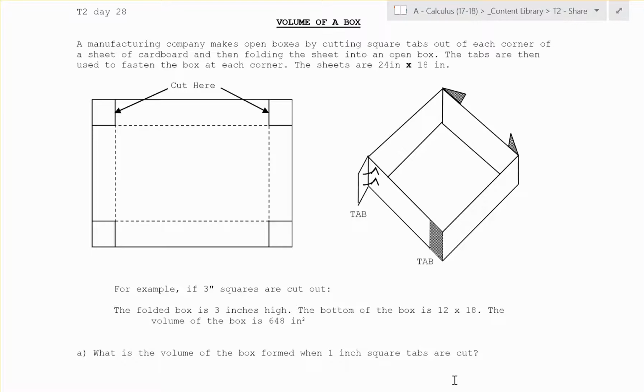Welcome to T2 Day 28 of Calculus. Today we are going to make some boxes out of rectangular pieces of cardboard. So what's going on here is we have a rectangular piece of cardboard that's 24 by 18 inches.